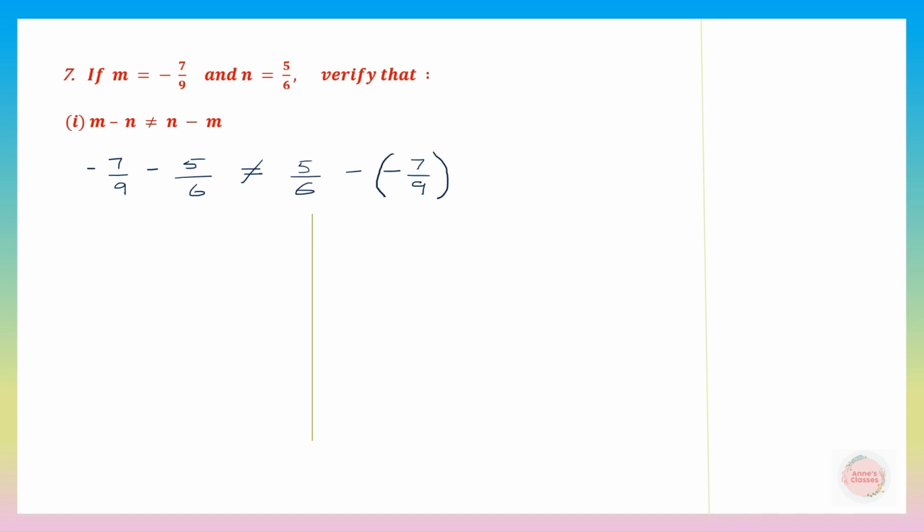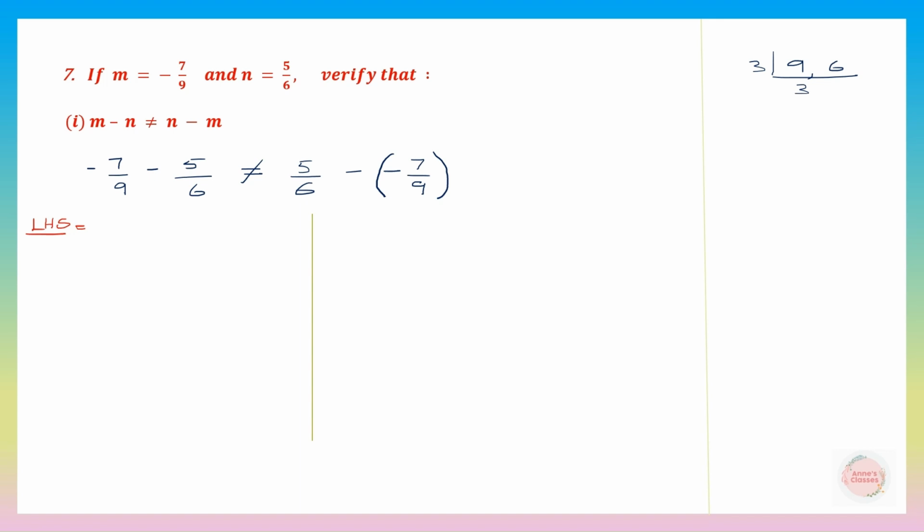Now we have this as the left hand side. This is the left hand side and this is the right hand side. So first let's work out the left hand side. Let's work this out and see. Now here, as you can see, denominators are different, so we must find the LCM of 9 and 6. So let's do that. The LCM of 9 and 6.